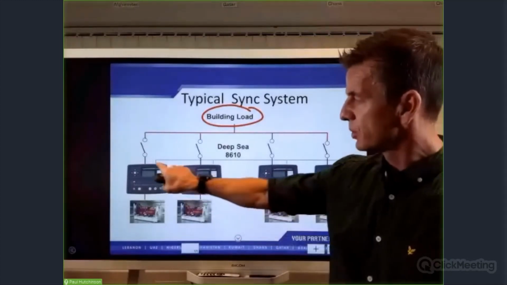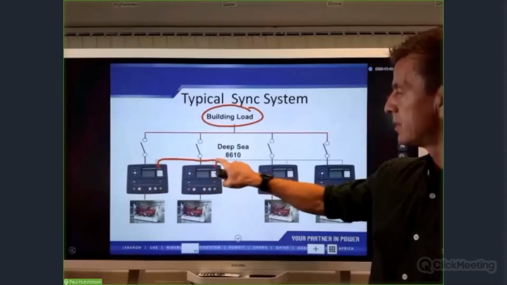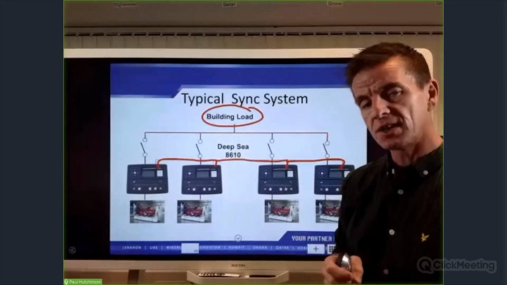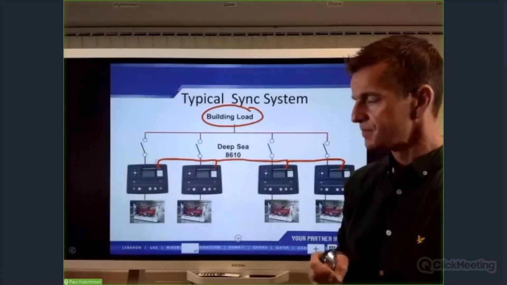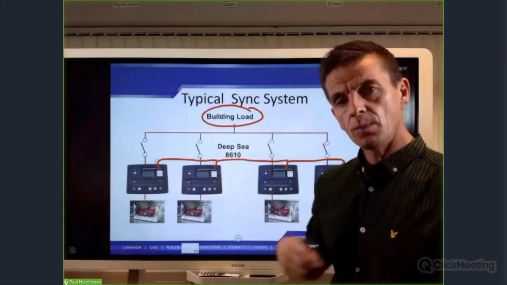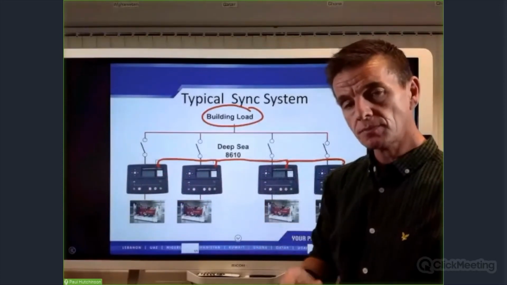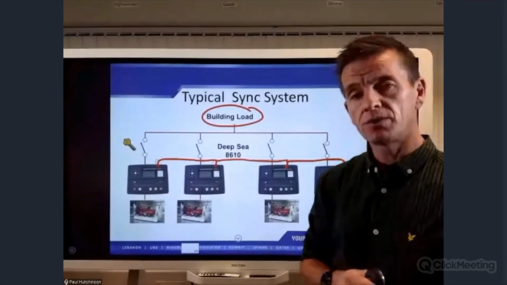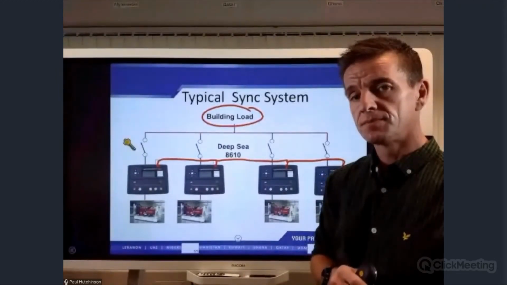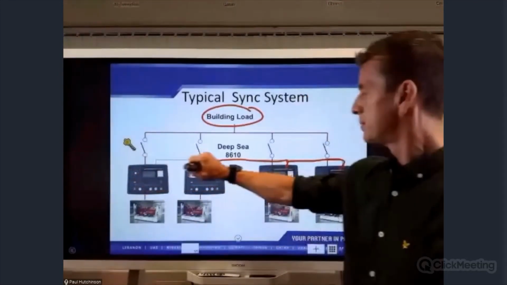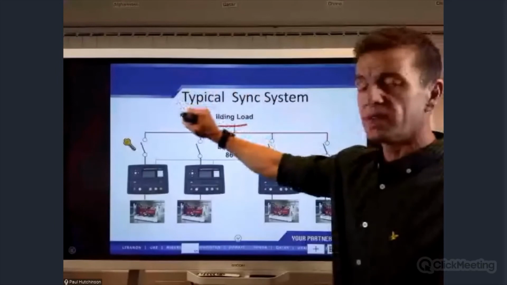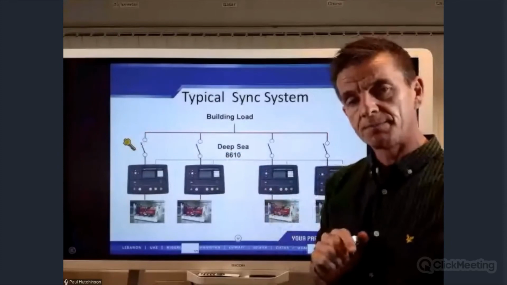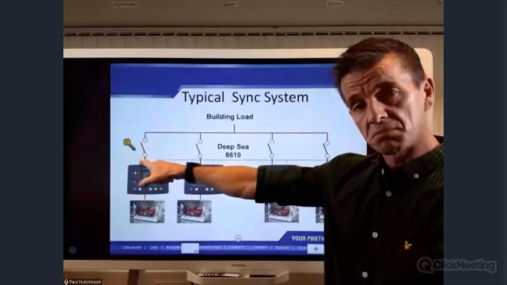Because the Deep Sea controllers all talk to each other through their MSC communications, so multi-set communications, they all say, okay, we all need to start up. They all start up and they'll run together. Now whichever one is up to rated speed and voltage first will close its breaker, and in this case, it is this one here.